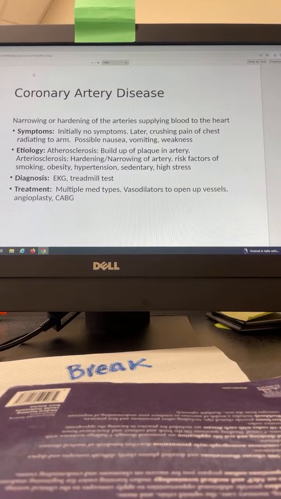Treatment for this: there are multiple different medication types, but the most important thing to know is that you need some vasodilators. With vasodilators, what happens is, like, your vessels are hard and narrow like this, squeezed together close.